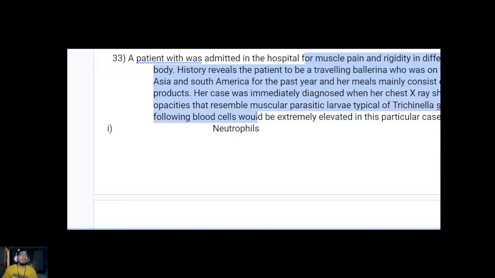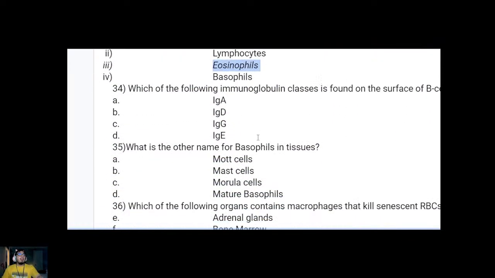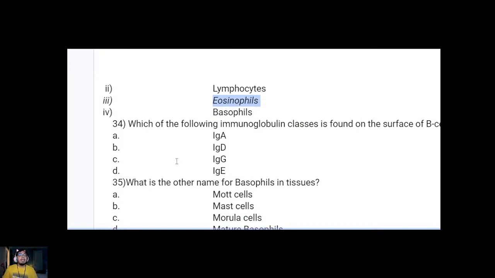Which of the following blood cells would be extremely elevated in this case? This is a case of eosinophilia. Okay? Marami na nakatamang sagot. Let's move on. Which of the following immunoglobulin classes is found on the surface of B cells?